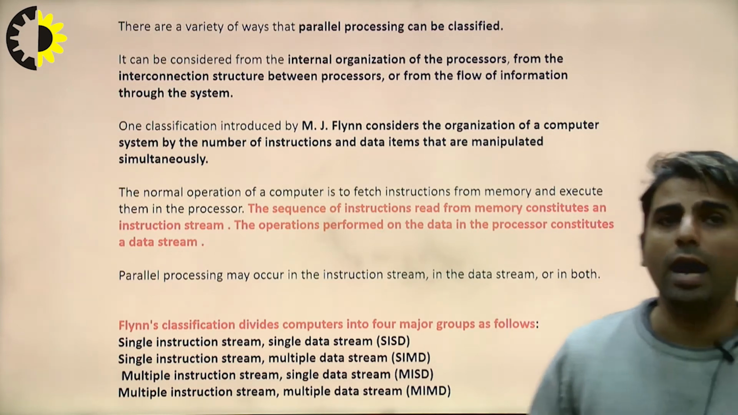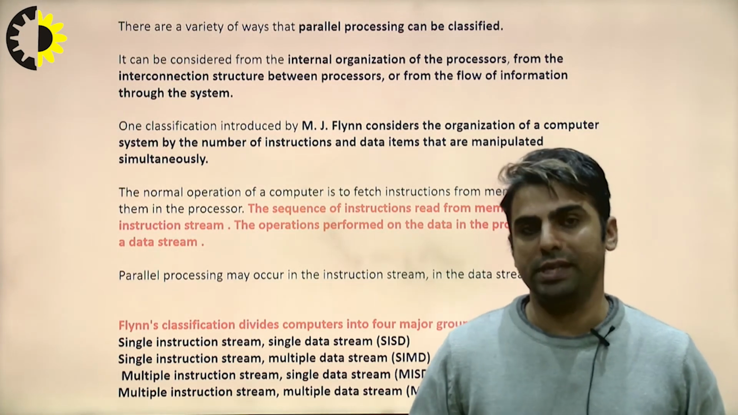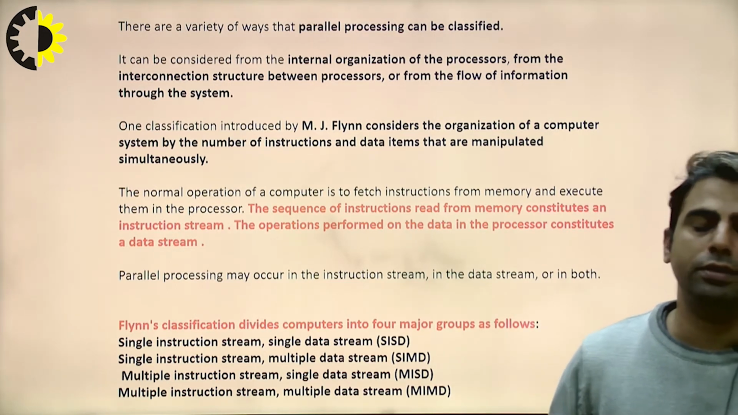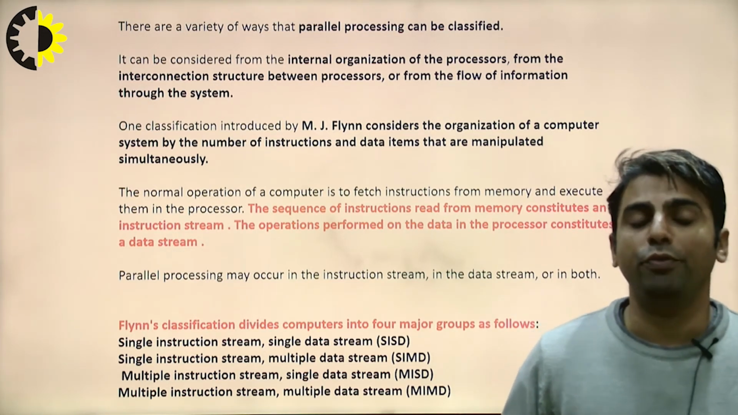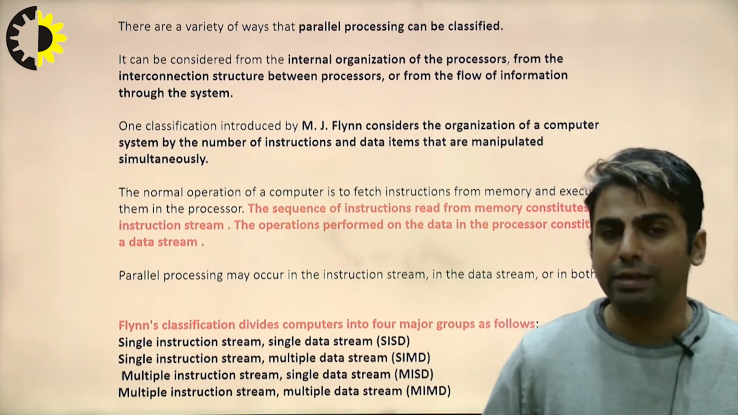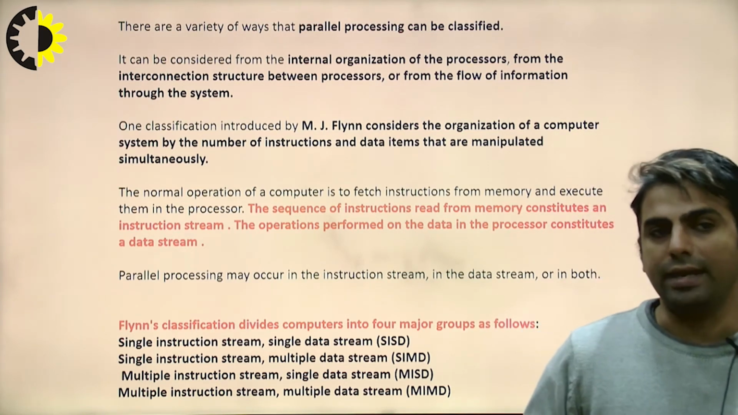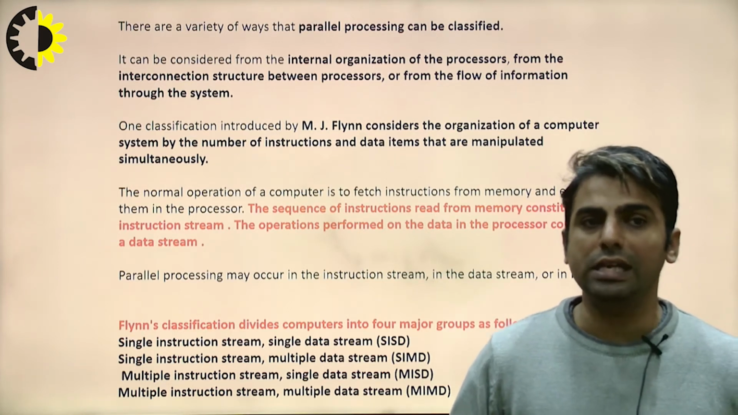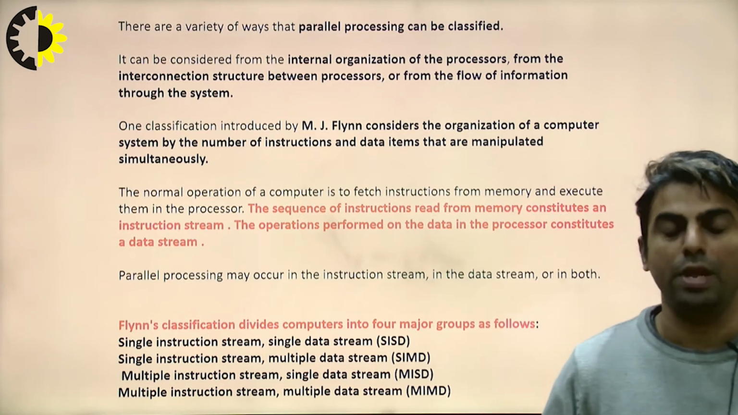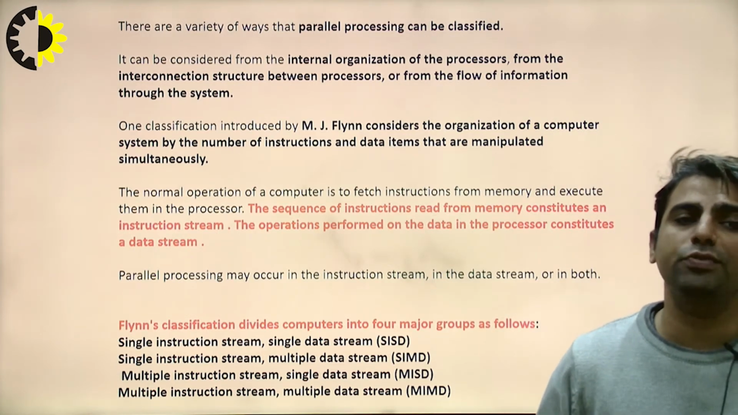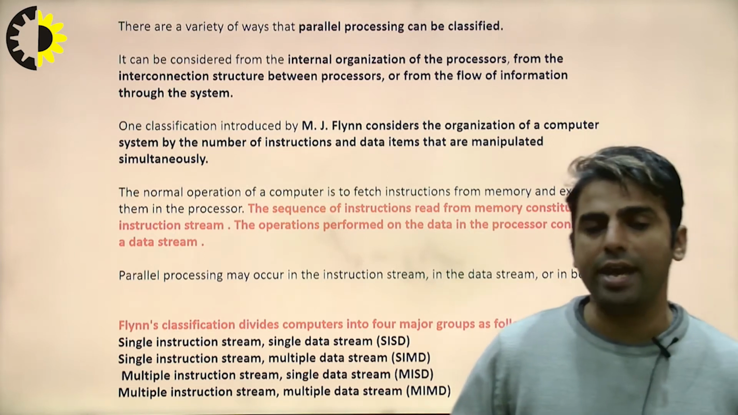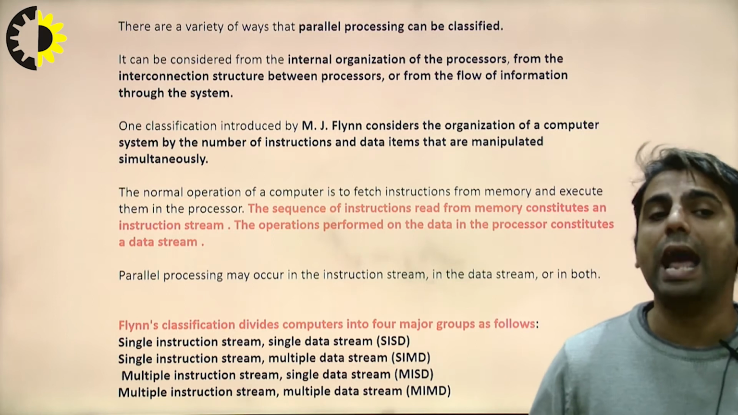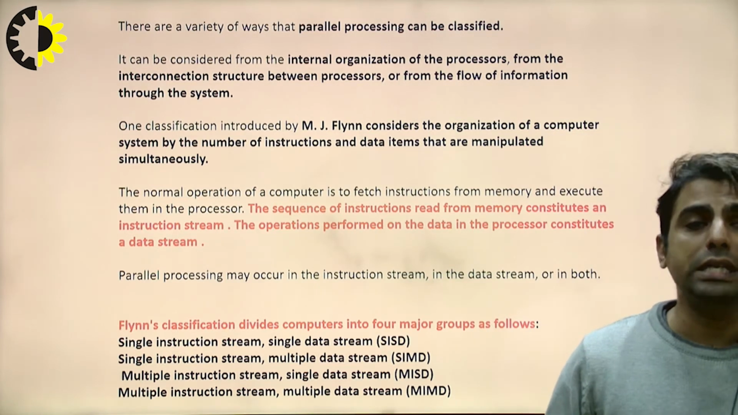Next, how do we classify parallel processing? There is a very important concept, that is Flynn's classification. Flynn has classified parallel processing into four categories. The first one is called SISD, that is single instruction stream, single data stream. To understand all these four categories, SISD, SIMD, MISD and MIMD, we first need to understand what an instruction stream is and what a data stream is.